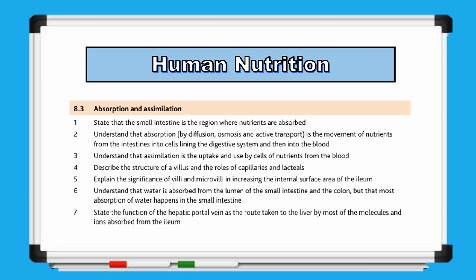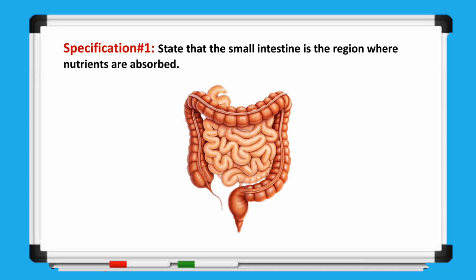Here, we'll be looking at what happens after digestion, the processes that take place, the organs involved, and exactly how absorption and assimilation occur in the body. We'll follow the syllabus closely as we go through this topic, step by step, so let's dive in and get started. First, we have specification number 1, which asks us to state that the small intestine is the region where nutrients are absorbed. This simply tells us that nutrient absorption occurs in the small intestine, and we will explore this in more detail to understand it better.